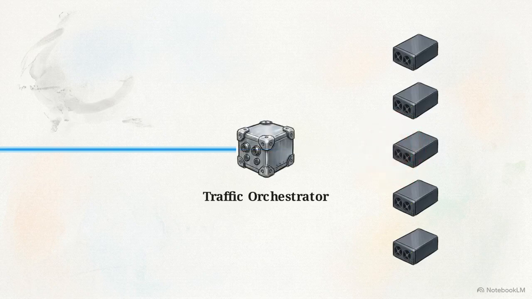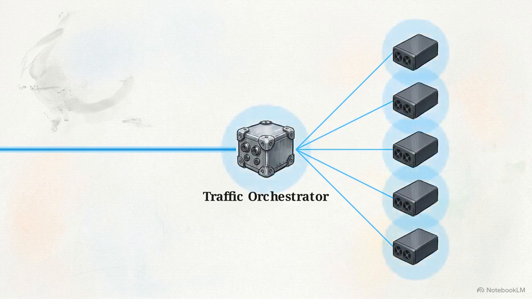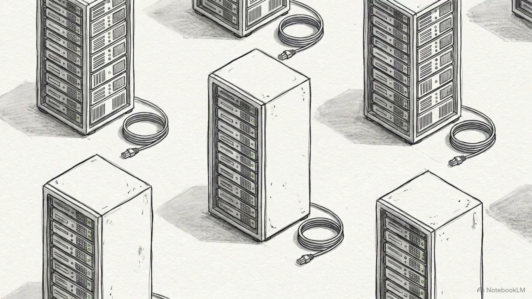To solve this, you need a dedicated traffic orchestrator, a load balancer. Without this centralized load balancing layer in place, parallel compute resources remain disconnected islands, unable to serve collective user demand. You have two options for this layer.